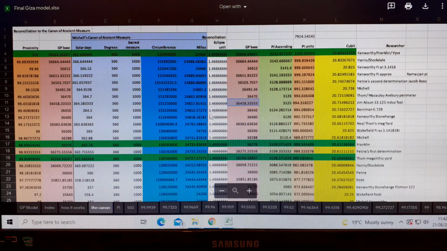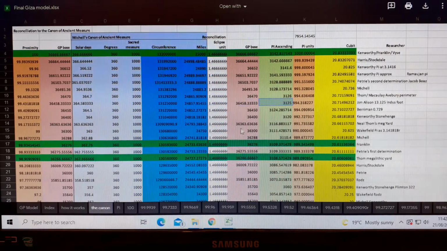And there it is. That's Jim's Earth circumference. Divide it by 1.4666 and we get this number. We're outside of the canon of ancient measure now. So that is calculating the Earth's circumference in feet and miles. Get back to the Giza base. And what I noticed about Jim's finding is that this spreadsheet calculates ascending pi. And pi times 1,000 is in this. It's a pi units.